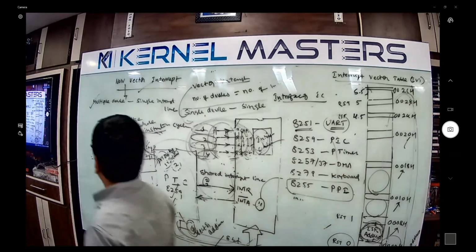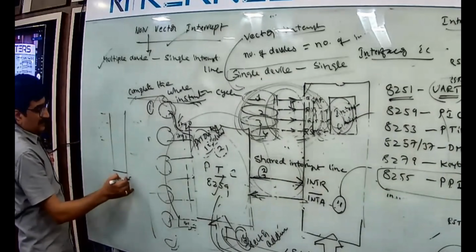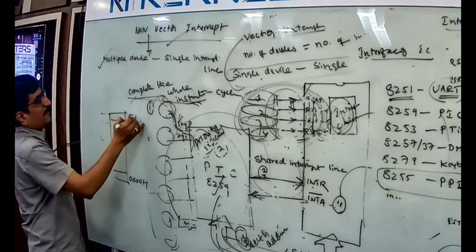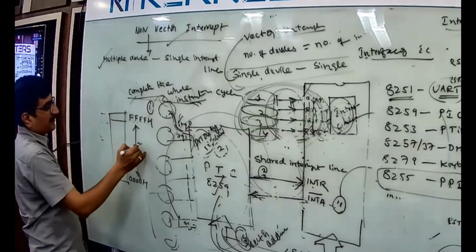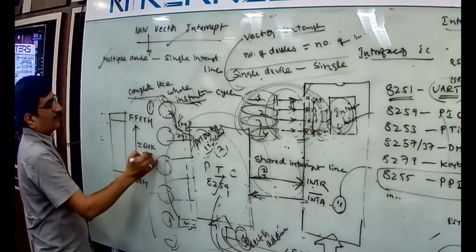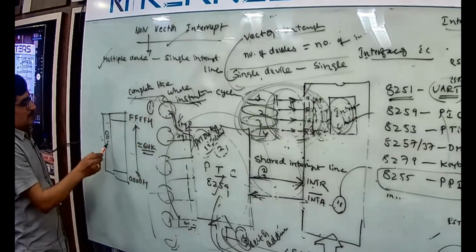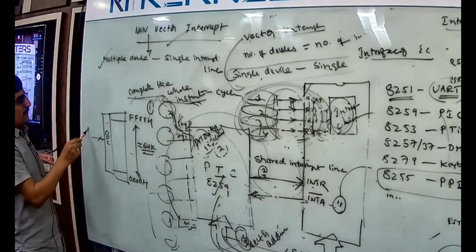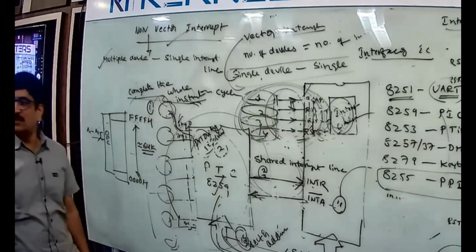Why 0000 to FFFF? The memory range of 8085 microprocessor is 0000 to what? FFFF. But tell me, approximately what is 64 kilo? So the decoder input now. What decoder input? 16 line.